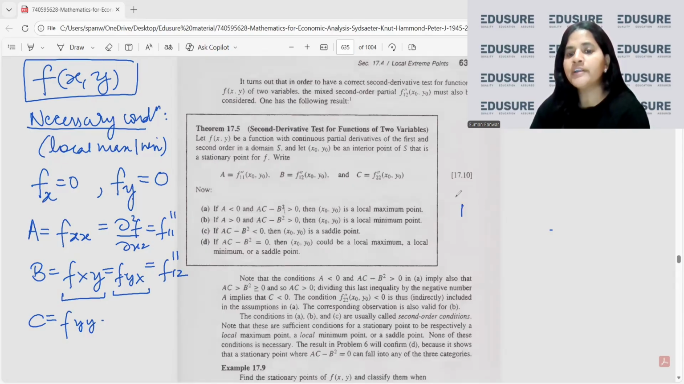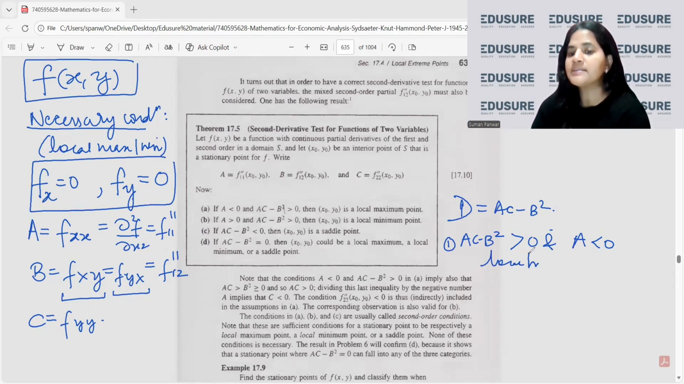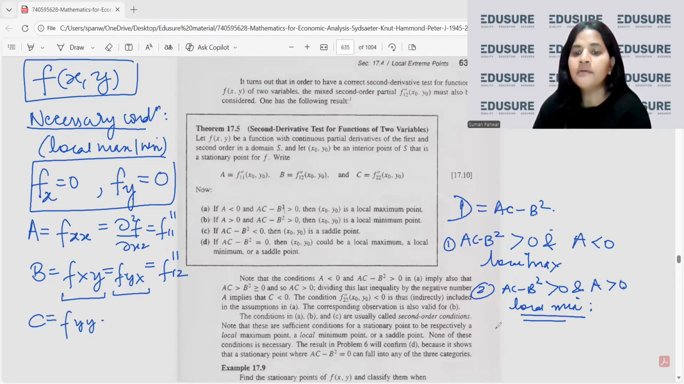Then we calculate a quantity called the discriminant, which is AC minus B squared. So everything depends on the sign of AC minus B squared. So case one: if AC minus B squared is positive and A is negative, whatever point we got from the necessary conditions, that is a point of local maxima. Okay. If AC minus B squared is positive and A is also positive, we have a condition for local minima. And if AC minus B squared is negative, whatever be the sign of your capital A, this is always going to be a saddle point.